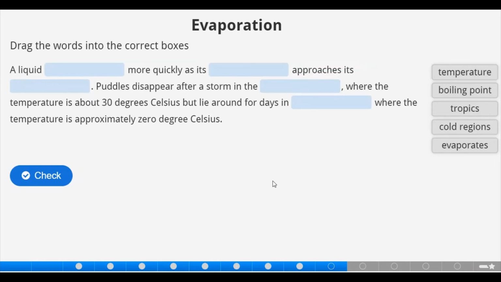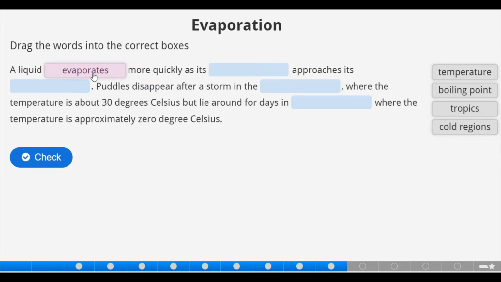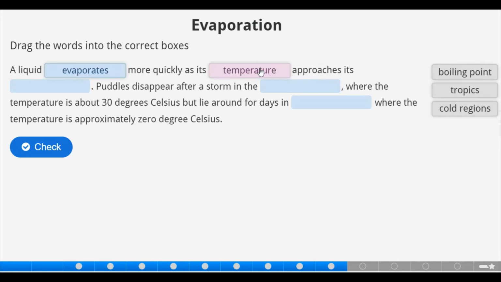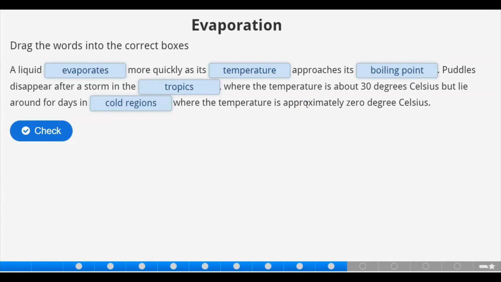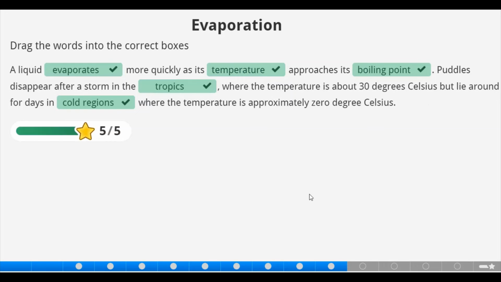Evaporation. We are also to drag the following words into the correct boxes. A liquid evaporates more quickly as its temperature approaches its boiling point. Puddles disappear after a storm in the tropics. That is regions that have high insolation or a high amount of rainfall in a year, where the temperature is about 30 degrees Celsius, but lie around for days in cold regions, that is polar regions, where the temperature is approximately 0 degrees Celsius. Let's check. Correct.